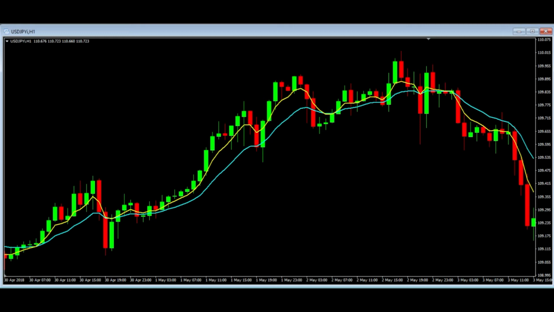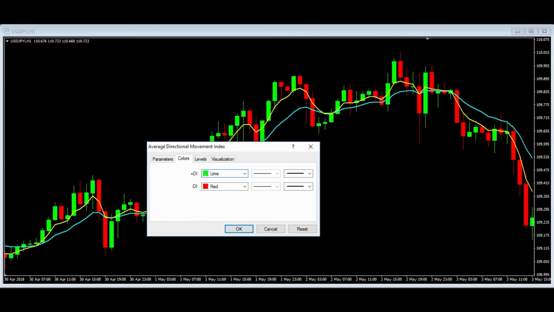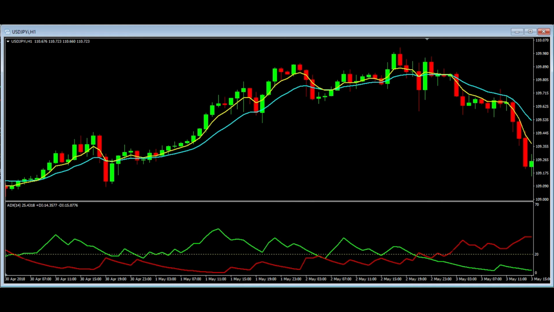Now apply the Average Directional Movement Index on the chart and change the style color to black and let the period stay at 14. Now click on colors and change the plus DI to lime and minus DI to red and thicken the lines as shown in this chart. Now add level 20 and change the style color to yellow as shown in the chart below. Then click OK. Once you click OK, this is what you will get on your chart.